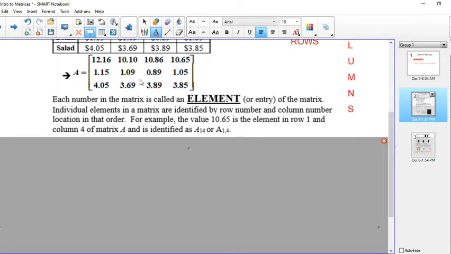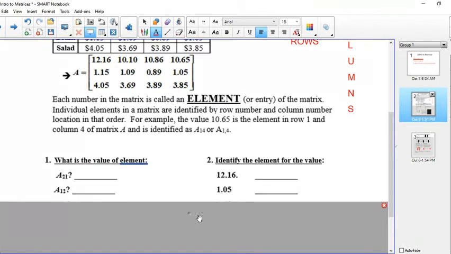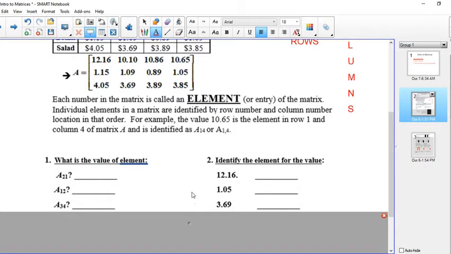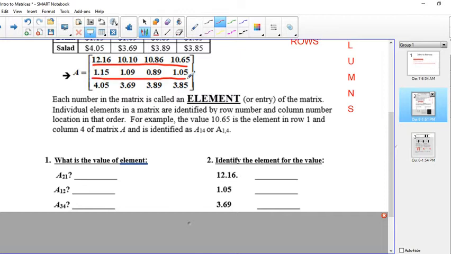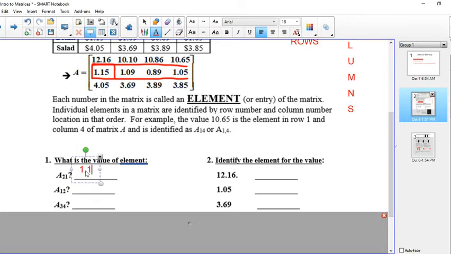We're going to use this matrix A right here. So the first one says, what is the value of the element A21? So again, the 2 is my row, the 1 is my column. So I'm going to look at row 2. This is row 1. So this is row 2. And I'm going to look at column 1. This is column 1. My number in row 2, column 1 is 1.15. So the answer to the first one is 1.15.